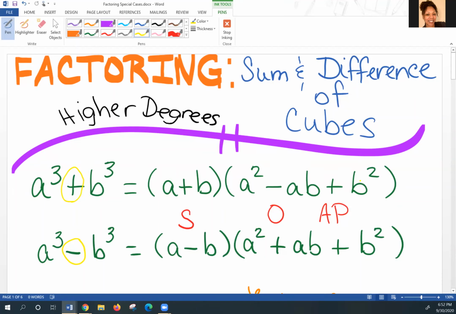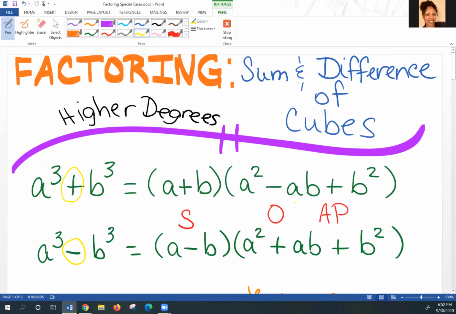The last term, you would do the exact same thing. So I already have 1b. So in order to account for that cube, I have to square it. The middle term, you are multiplying both terms a and b, and that's going to give you your ab.